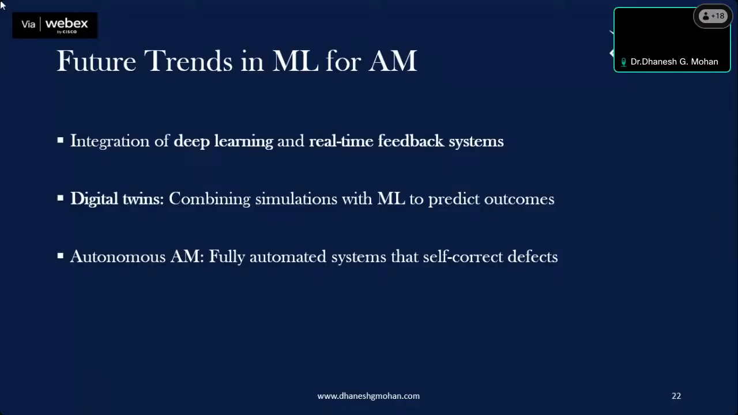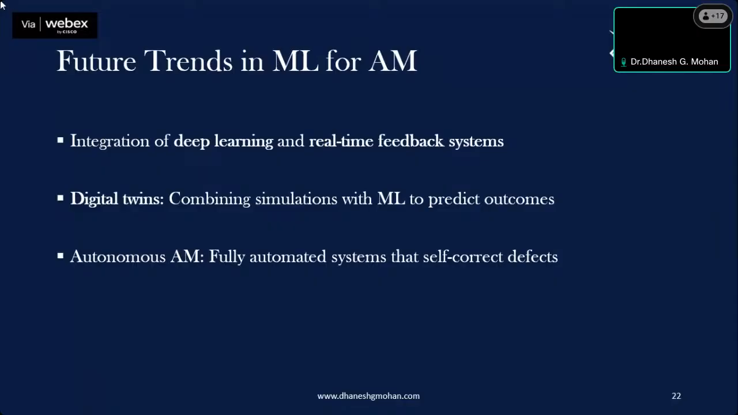Third, autonomous AM systems. Here, machines not only detect and correct defects, but also optimize their own parameters across builds, learning continuously. And this is happening right now. Machine learning is self-correcting. We are approaching the era of self-correcting, self-optimizing AM cells. And I believe that quantum computing may accelerate the optimization and enable rapid exploration of vast parameter spaces that are currently intractable.